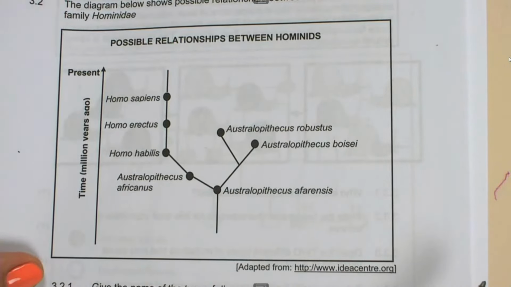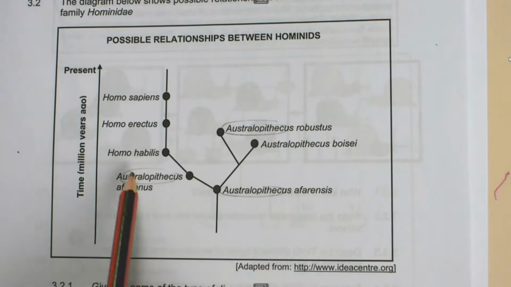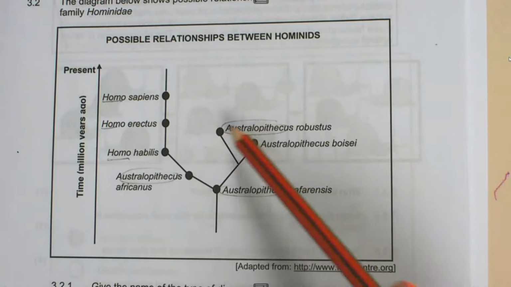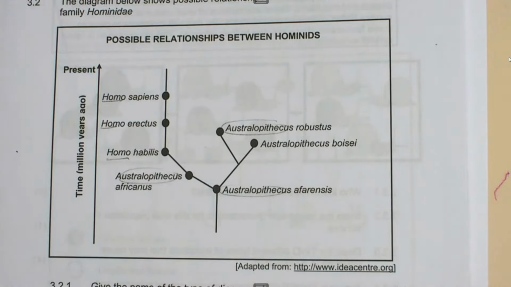State how many of each are the following. How many genera are there? There's Australopithecus, 1, and then there's Homo habilis, another one. So there are 2 genera, and there are 7 species: 1, 2, 3, 4, 5, 6, 7 species in this question.